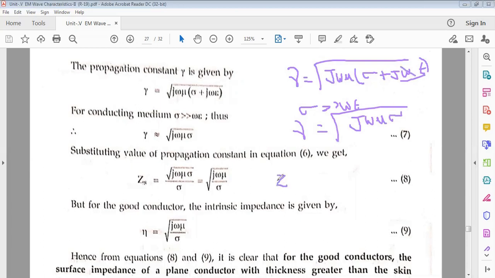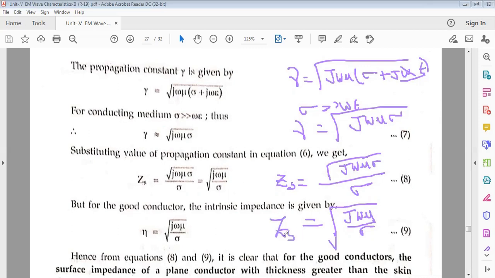So we are eliminating the j omega epsilon. So Zs is equal to surface impedance. Gamma is the square root of j omega mu sigma, divided by sigma. And here the root sigma is in the denominator. We get the root sigma in the denominator. Zs is equal to the square root of j omega mu by sigma, totally under root.